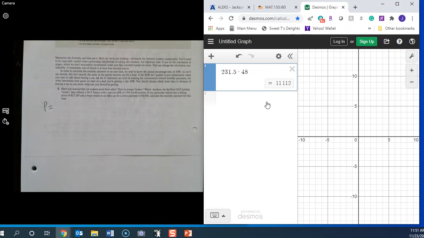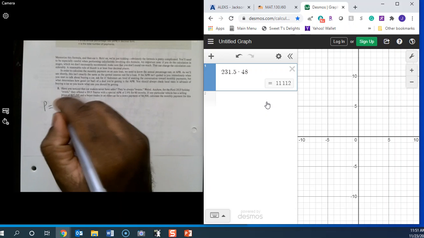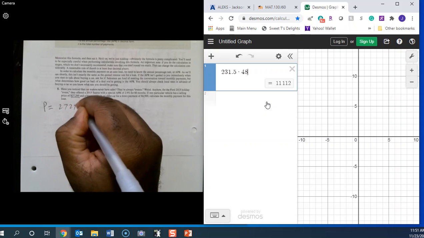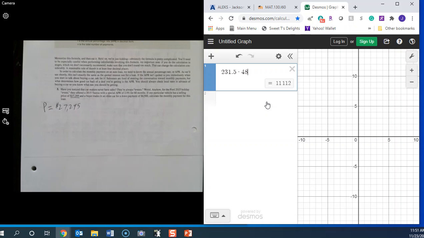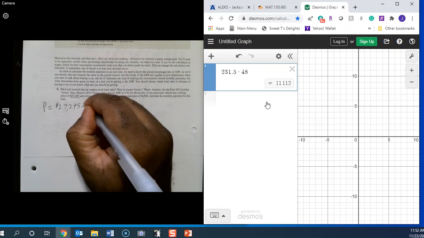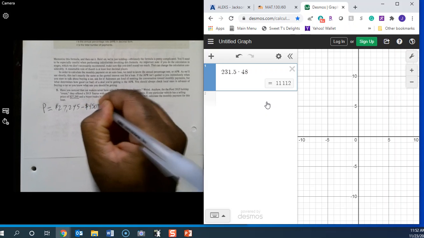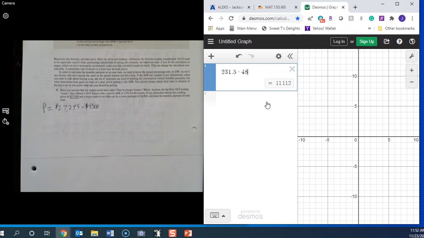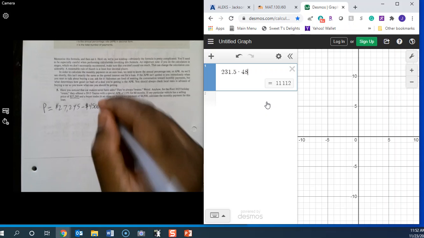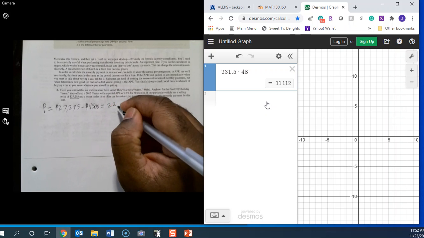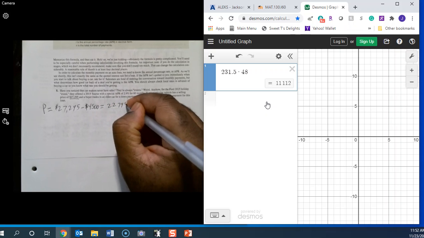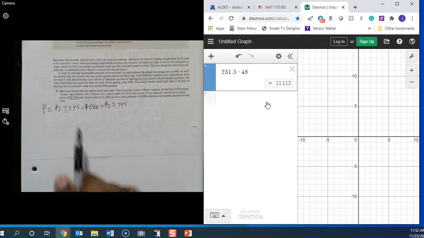The principal. Now we know the initial cost of the car was $27,295. But remember, our principal is what we're initially going to pay. So we have to subtract off that $4,500 down payment, because our new principal with the down payment would be $22,795. So this principal is after you take out the down payment. You got to remember that.